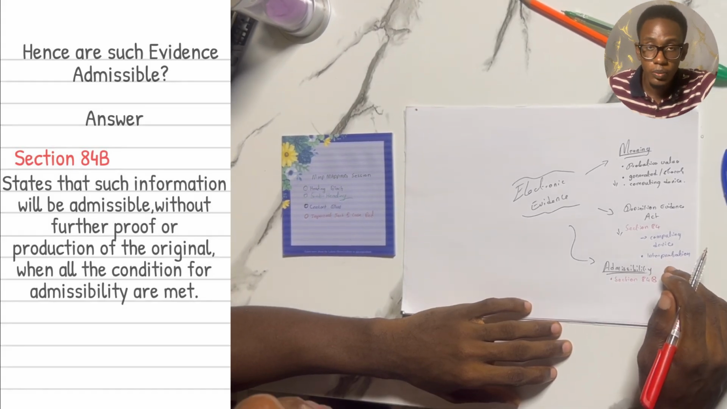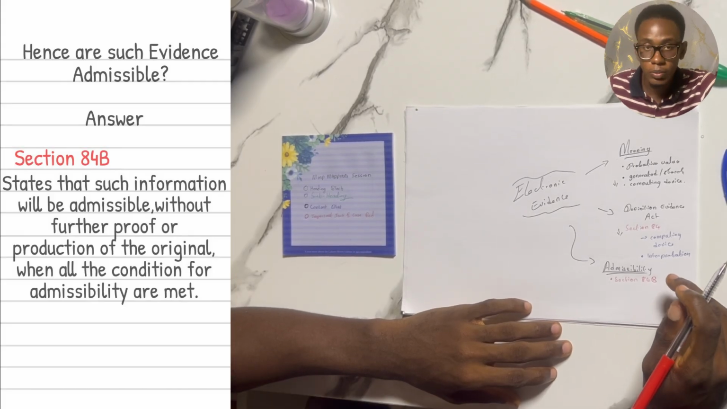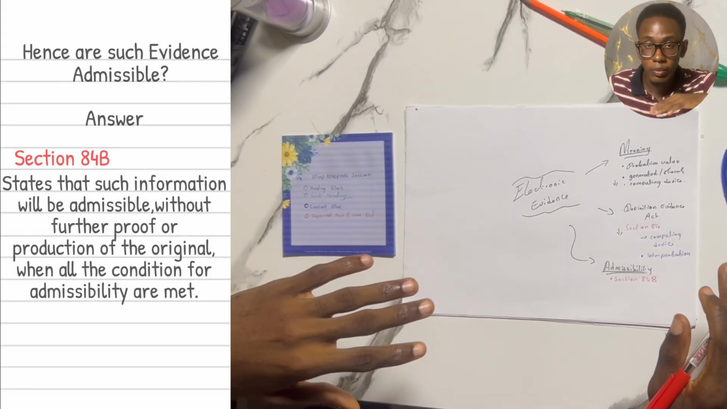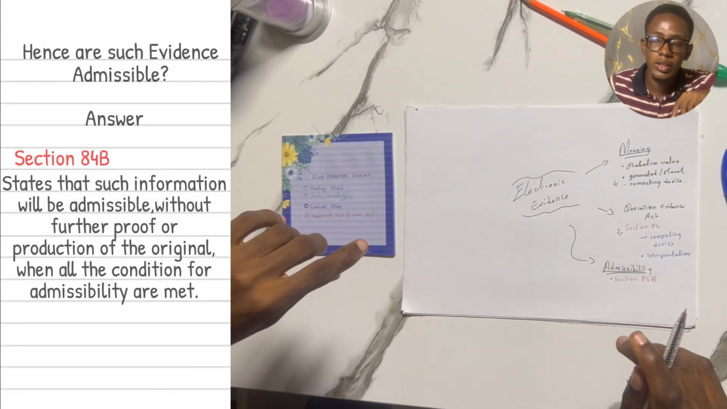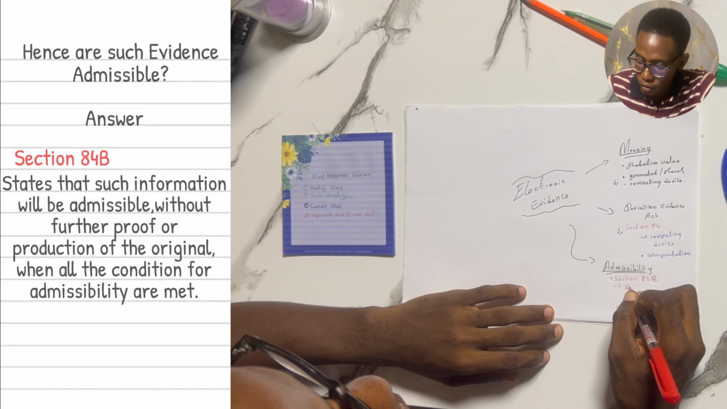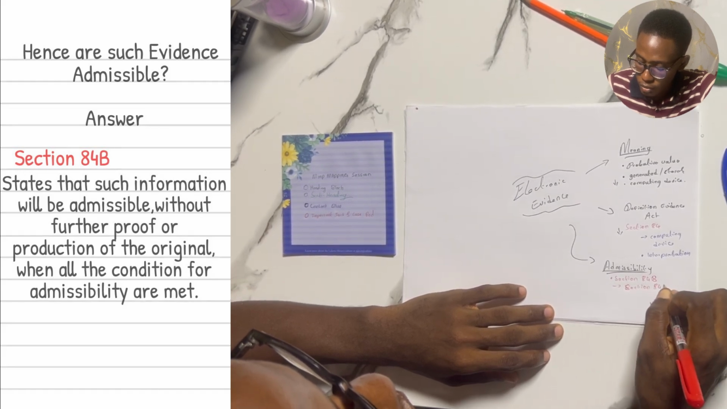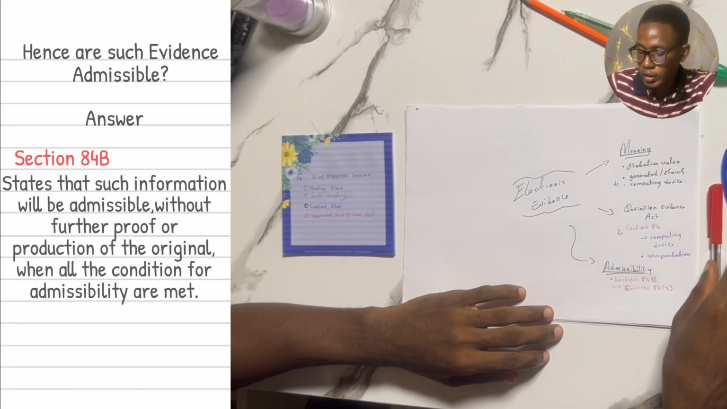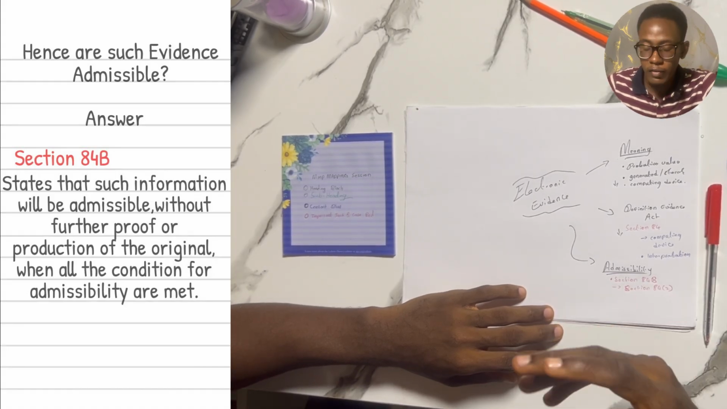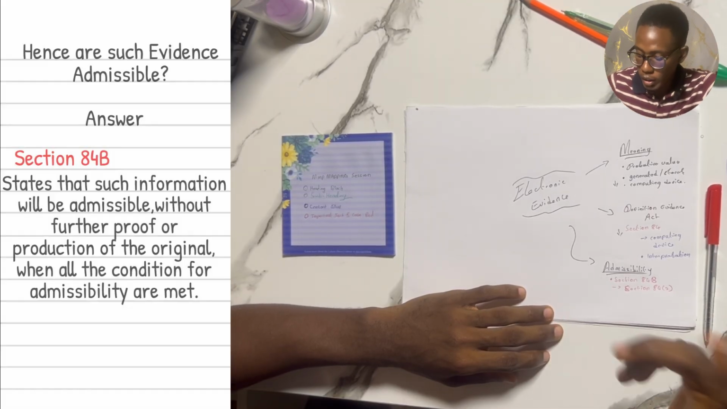Section 84 sub B states that the electronic evidence will be admissible if the conditions for admissibility under section 84 sub 2 are met. And when they are met, the evidence will be admissible without recourse to the original copy. Yeah, that's one.